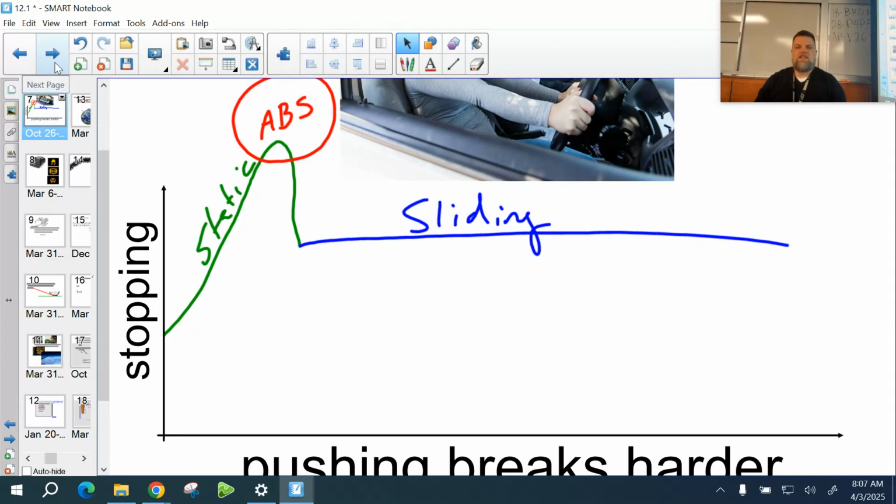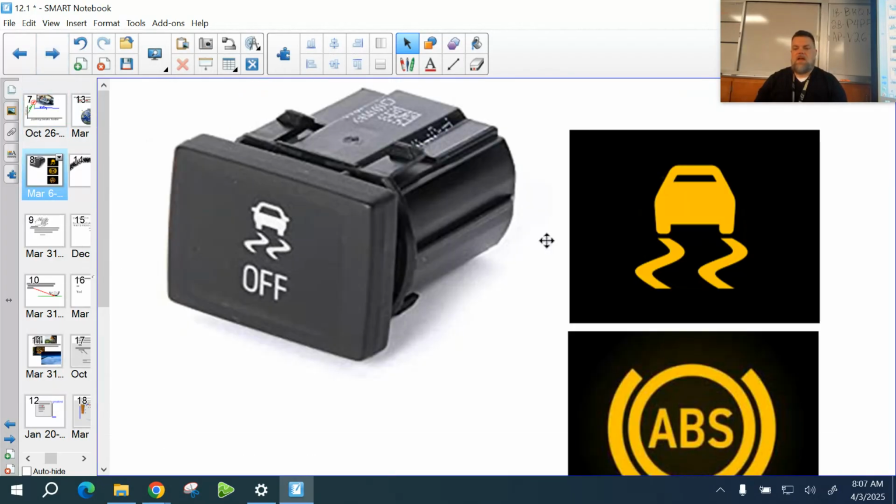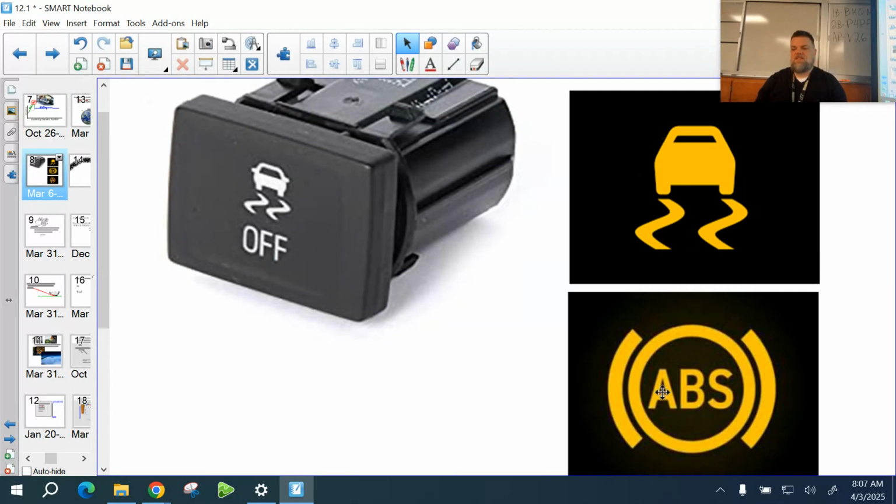Okay, you don't have to write this down necessarily. This is just an example to think about. Okay. And you'll see this in your car's ABS or a car sliding.